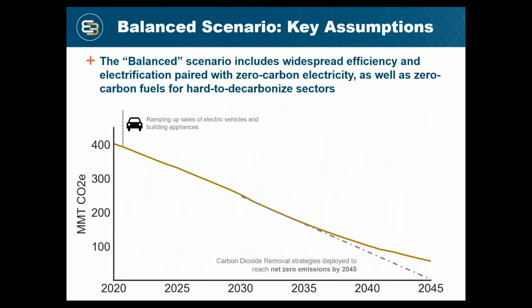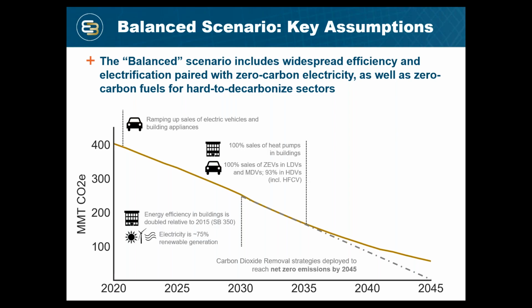So just to give a flavor of what's in the balanced scenario in terms of the timing, this figure shows in gold the resulting greenhouse gas emissions for that scenario. And then the gray dotted line shows the additional carbon dioxide removal that would be needed to achieve net zero by 2045. So in all of the scenarios, there's a big ramp up of electric vehicles, energy efficiency in buildings, electric end uses in buildings as well.